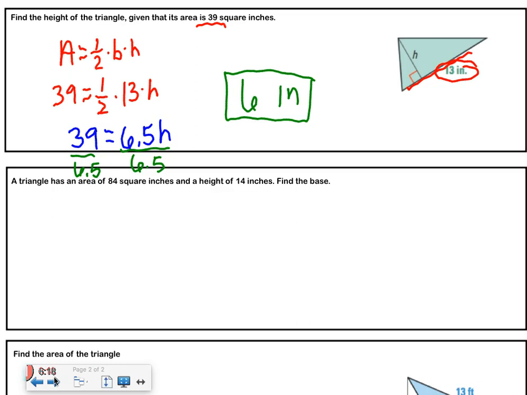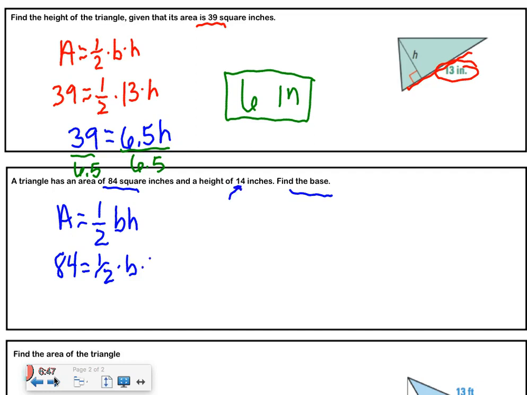Let's try another one. It says a triangle has an area of 84 square inches and a height of 14 inches. Find the base. So again, start with our formula. Our area is 84 square inches. Our base, do we know our base? Nope, that's what we're looking for, so times b, and our height is 14.